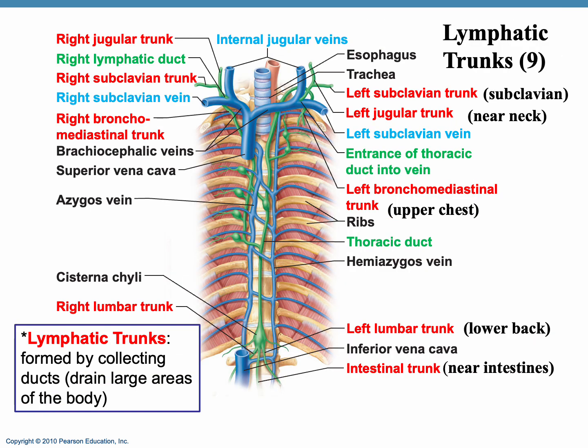Now, eventually, the lymph will travel into what are known as lymphatic trunks. And these are formed by collecting ducts. They drain large areas of the body. There is a total of 9 lymphatic trunks that ultimately are collecting this lymph and are going to eventually transport it to the lymphatic ducts. So in the diagram up here, you'll find that a lot of these trunks have a right and a left to them. So for example, we have the right jugular trunk, but we also have the left jugular trunk. And these are going to be near the jugular veins.